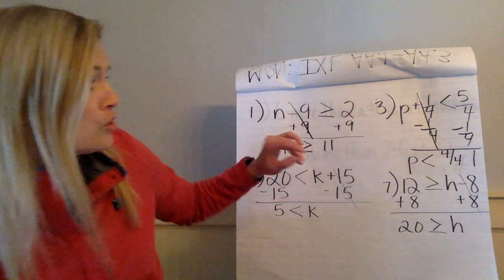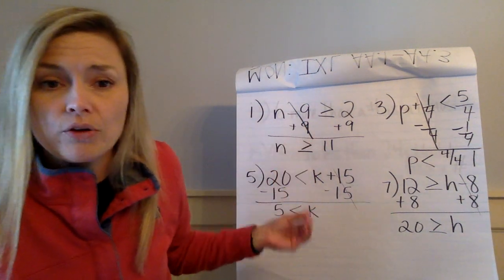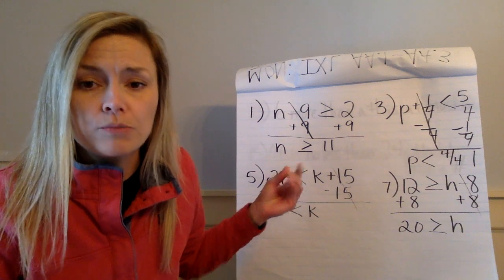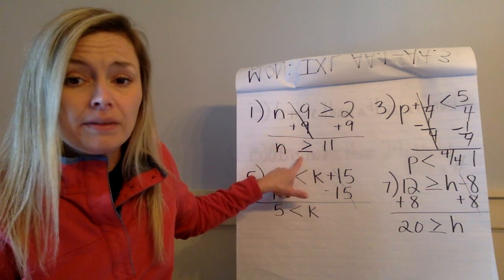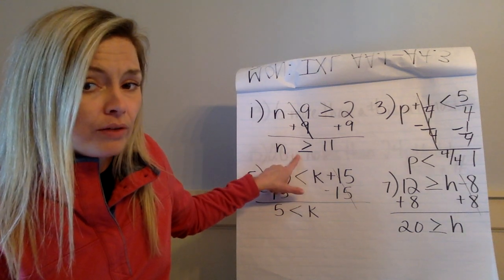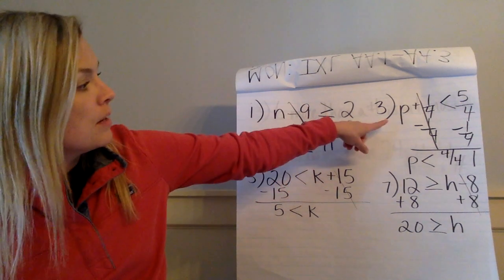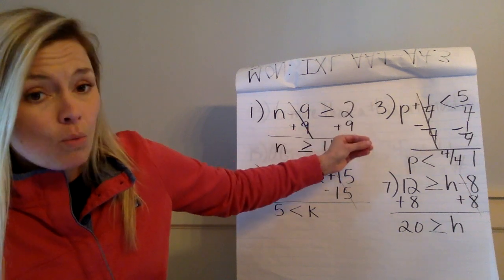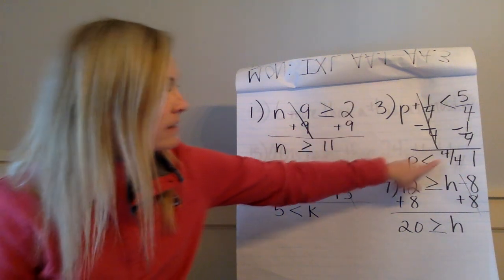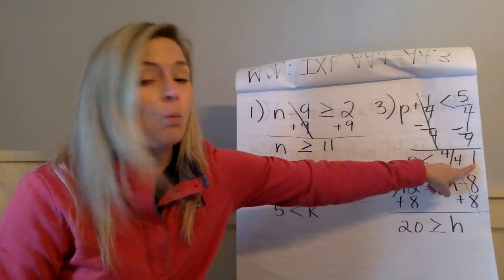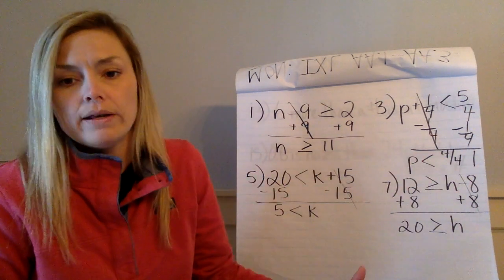Okay, so in 1 and 3, we talked about how you want to isolate the variable. We would want to add 9 to both sides here, leaving you with n is greater than or equal to 11. In number 3, you're going to be subtracting 1/4 from each of the sides to isolate p, leaving you with p is less than 4/4, or p is less than 1, because 4/4 is 1.